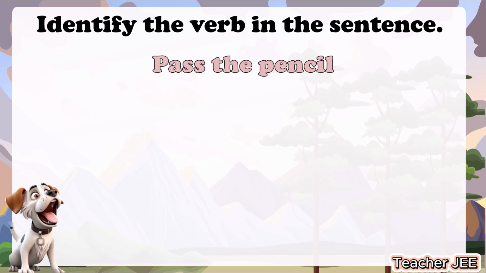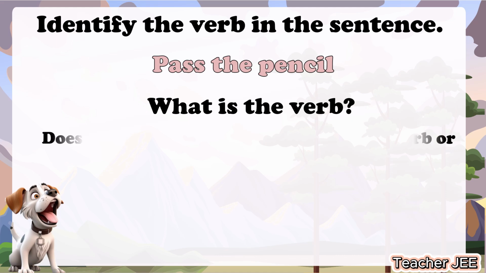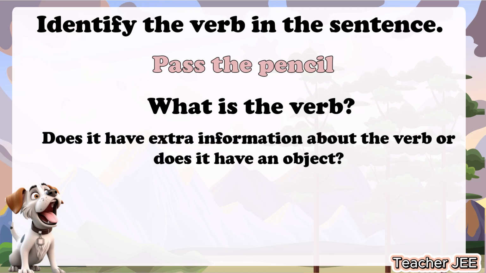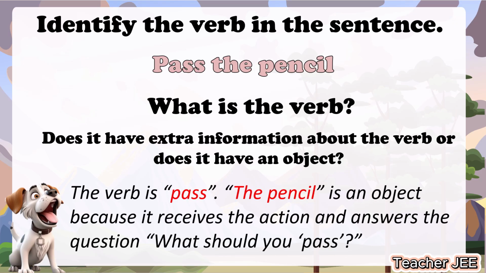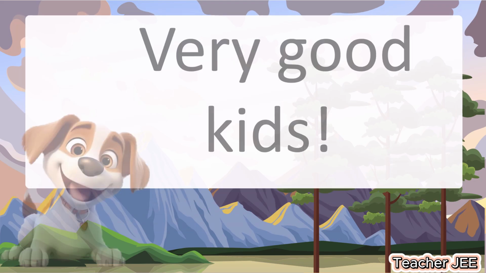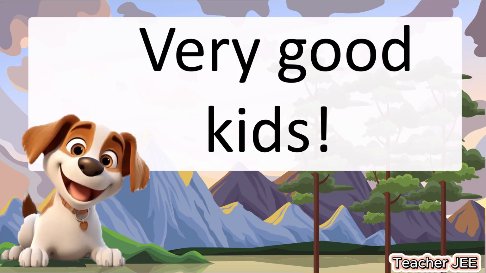Pass the pencil. What is the verb? And does it have extra information about the verb, or does it have an object? The verb is pass, and the pencil is an object because it receives the action and answers the question, what should you pass? It's the pencil. So the pencil is an object. Very good, kids. You've done very well. You deserve a big round of applause.